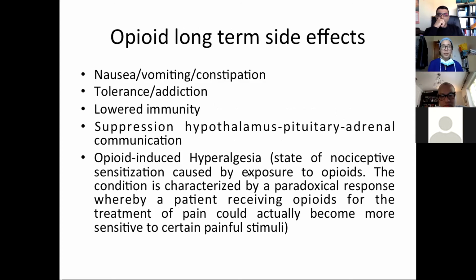Other potential long-term side effects of opioids are lowered immunity. There's also suppression of the hypothalamic-pituitary-adrenal axis. There's also a state of opioid-induced hyperalgesia, so patients actually become more sensitive to pain rather than having pain relief with high-dose opioids long-term.